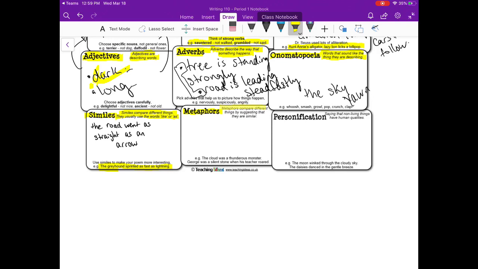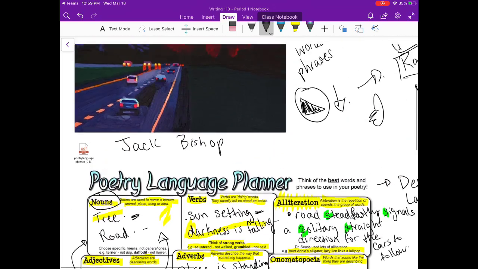Metaphors. Metaphors compare different things by suggesting that they are similar, not typically using like or as. The cloud was a thunderous monster. George was a silent stone when his teacher roared. Interesting examples. Okay.